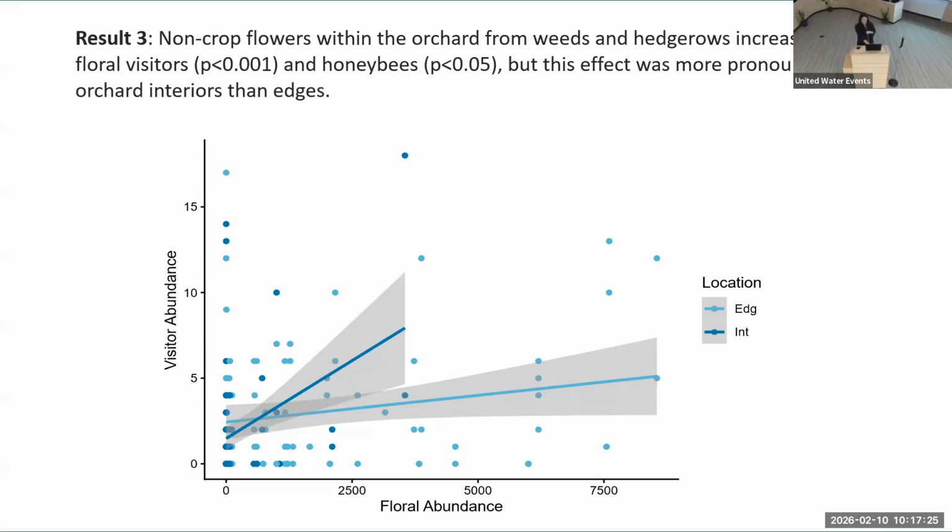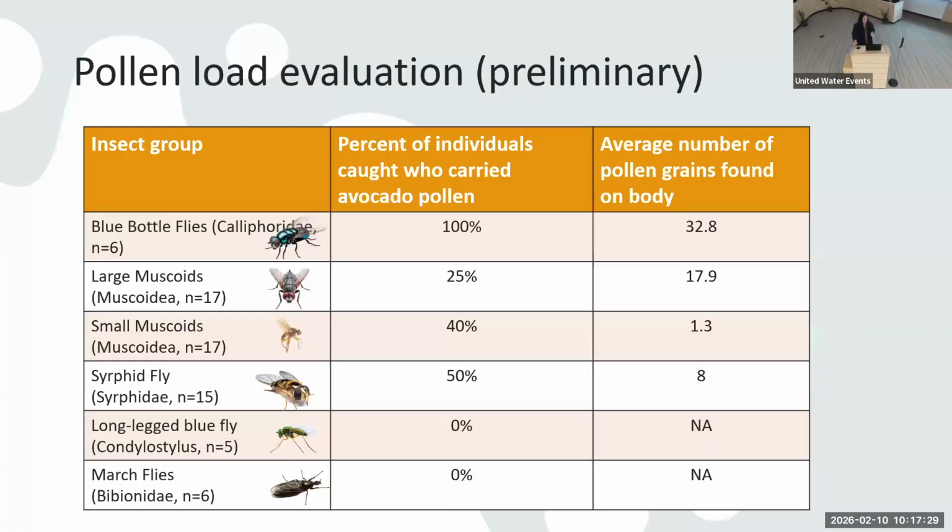And this was more pronounced, more impactful, in the interior, which is that dark blue line over there. So adding in non-crop flowers is increasing the number of visitors overall. And that's true for honeybees, and it's true for anything that's not a honeybee as well.